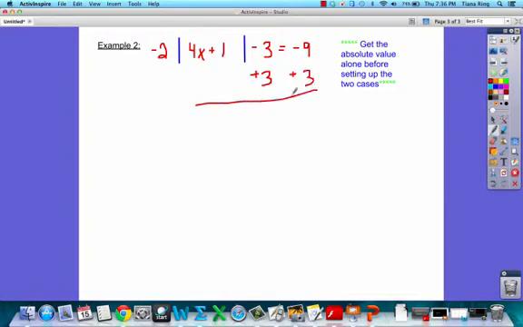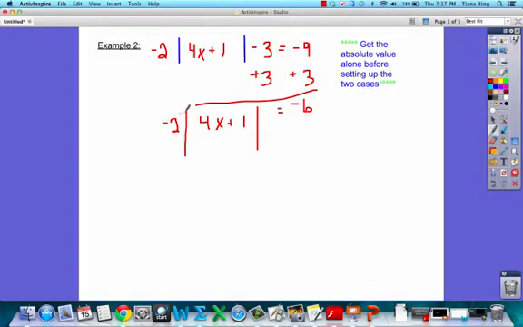Okay, so when we add, we're going to get a negative 6 here. Okay, we're still going to have the absolute value. So we have negative 2 times the absolute value of 4x plus 1.